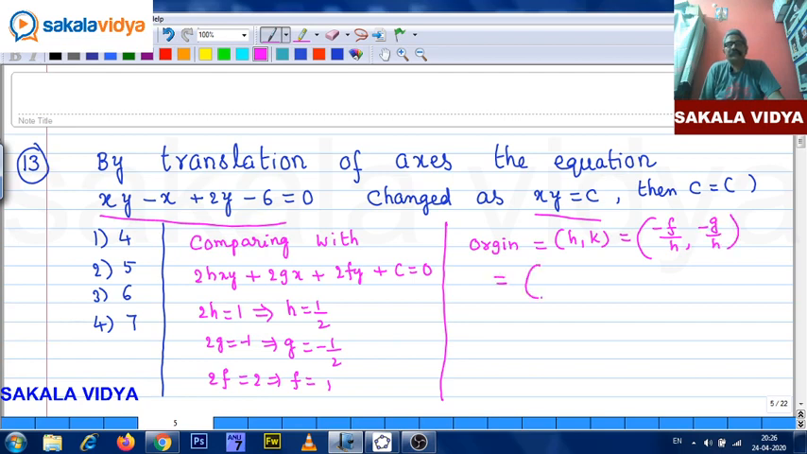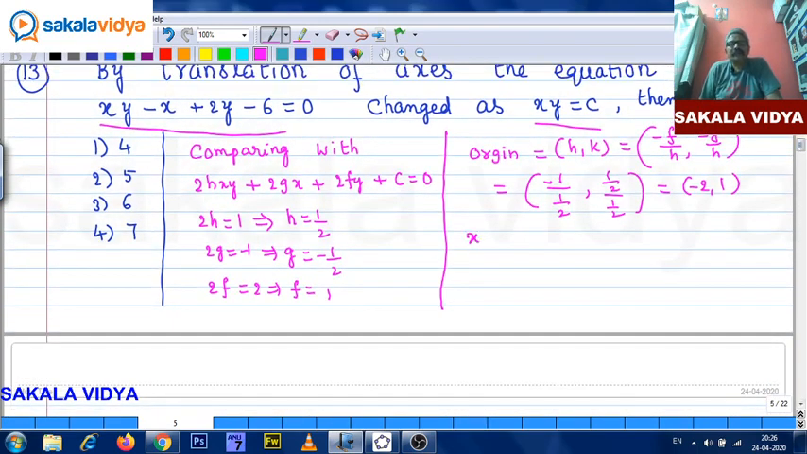Substituting, minus 1 by, f is 1 minus 1 here, now h is 1 by 2, and next minus g. So this can be written now as minus 2 comma 1. That means now we need to change this equation.